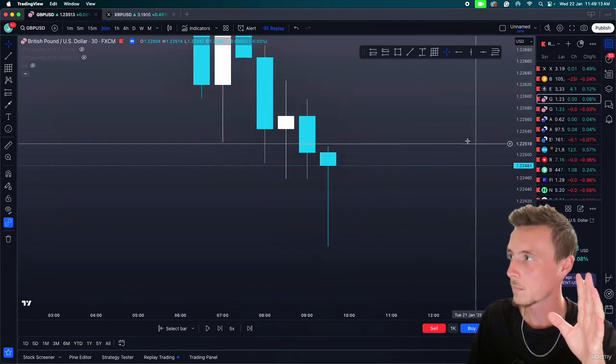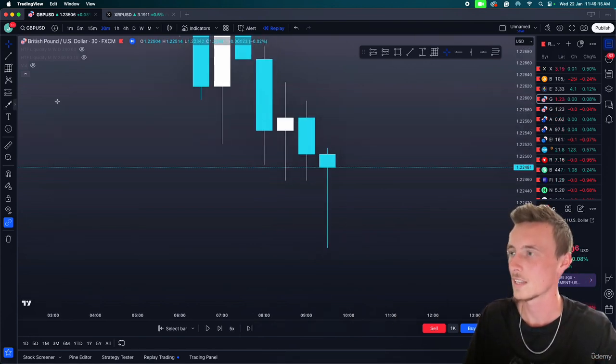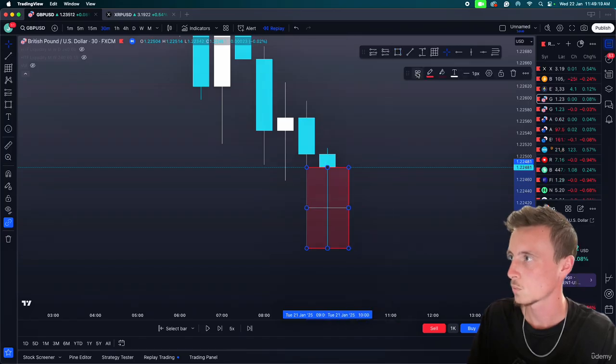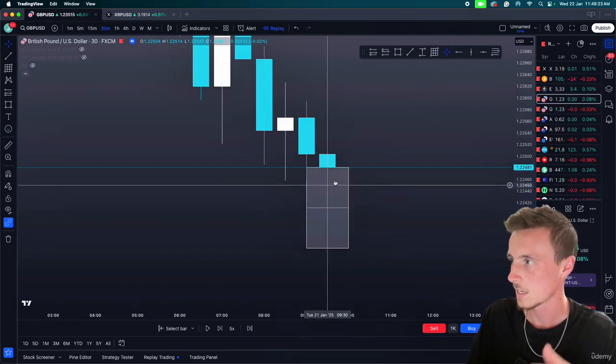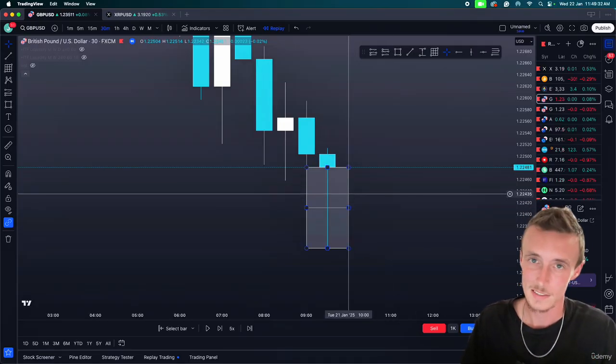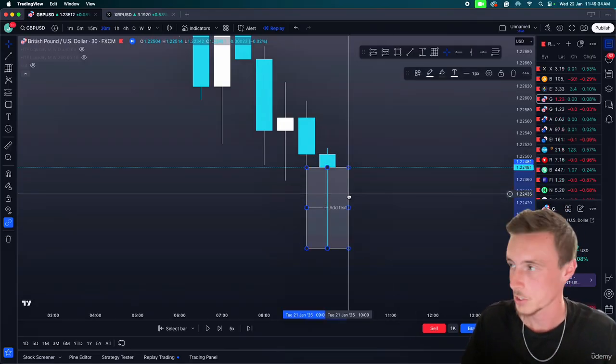But the main part that you want to focus on is, of course, the size of the wick. As we can see, the size of this candle's wick is absolutely huge, right? There is a massive wick on the bottom of this candle. So what does that tell us in terms of buying pressure, selling pressure?